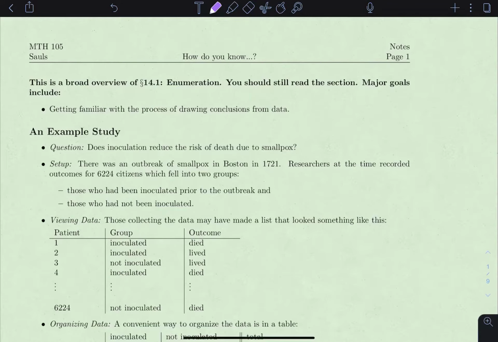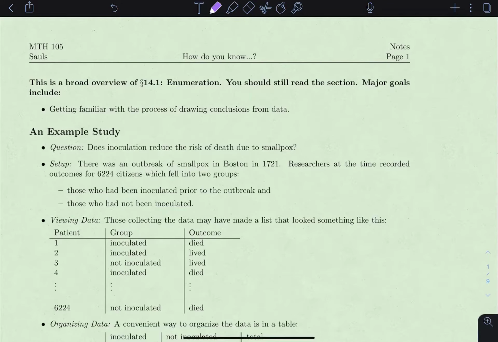So, the next step here is going to be to organize the data. And it's important to maybe look back at this table and see the dots. And if we had the full table, it would take up a lot of lines of paper. I mean, there's supposed to be 6,224 people here.